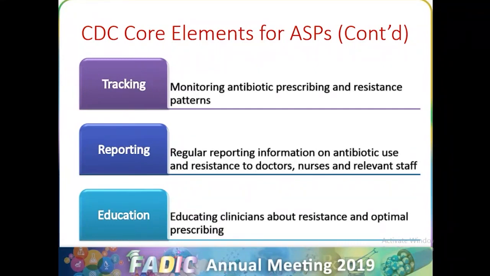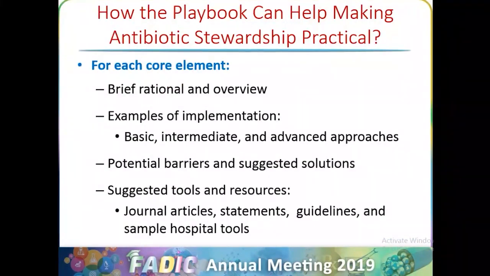Okay, so how can the National Quality Forum's playbook help in making antibiotic stewardship practical? For each of these 7 core elements that were developed by the CDC, the playbook provides 4 things. The first thing is a brief rationale and overview: why this element is important, along with a brief description about it. The second is providing examples of implementation. It is divided into different levels: basic, intermediate, and advanced approaches.